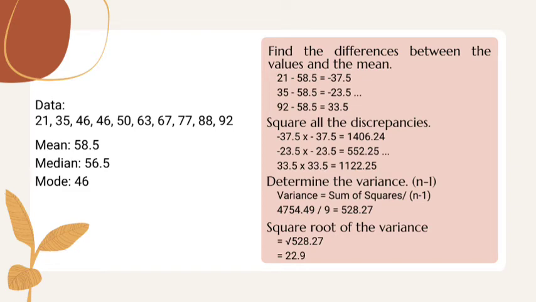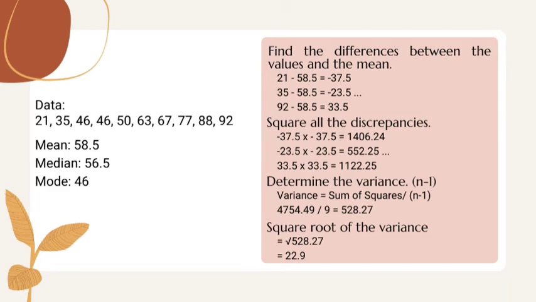Note that all the values above the mean have positive discrepancies, while the values below the mean will have the negative ones. The next step is to square all the discrepancies. So negative 37.5 times itself is equal to 1406.25. Again, you will just need to continue to do this until the last data, which is 33.5 times itself is equal to 1122.25. Now we need to determine the variance.